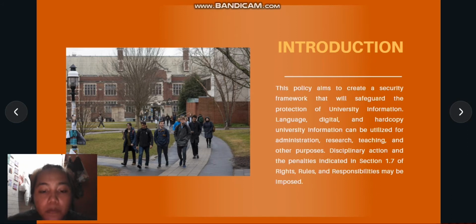The goal of this policy is to provide a security framework that will ensure the safety of the university information. For administration, research, teaching, and other reasons, verbal, digital, and hard copy university information can be used. Disciplinary action as well as the sanctions listed in section 1.7 of the Rights, Rules, and Responsibilities can be taken.